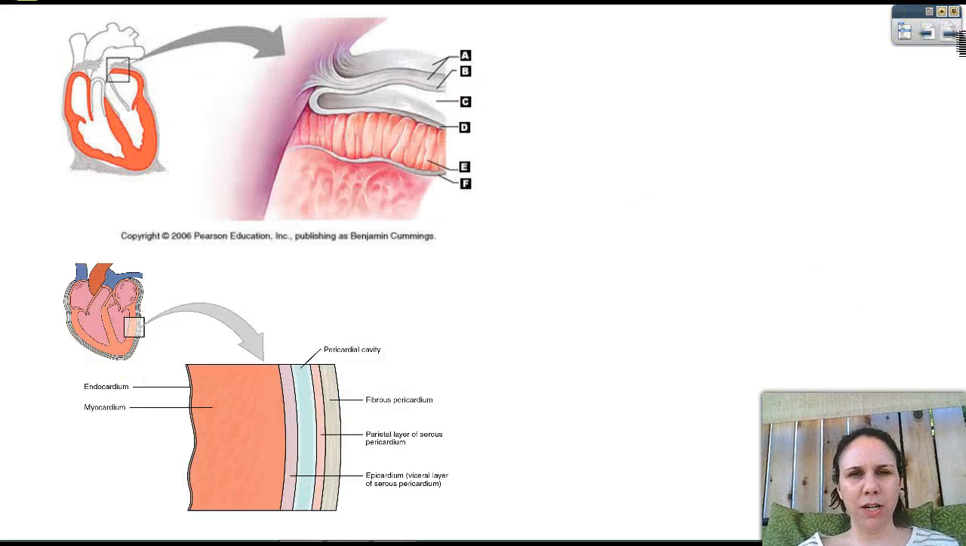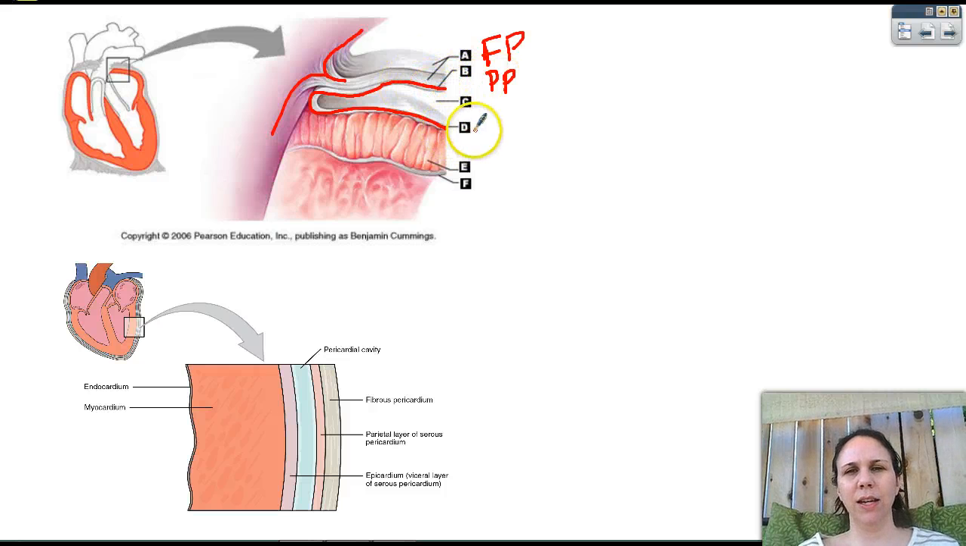So if we look at the picture here on the next page, A is your fibrous pericardium. If you notice, it is continuous with this outer layer here. That's actually the pulmonary trunk right there, so it's kind of one with that. Then we have B, which is the parietal pericardium. And if you notice, it's continuous. It does a little U-turn like that. So it's still the same tissue type, but one's on the outside and one's on the inside. D is your visceral pericardium. And then you've got the pericardial space in between here.